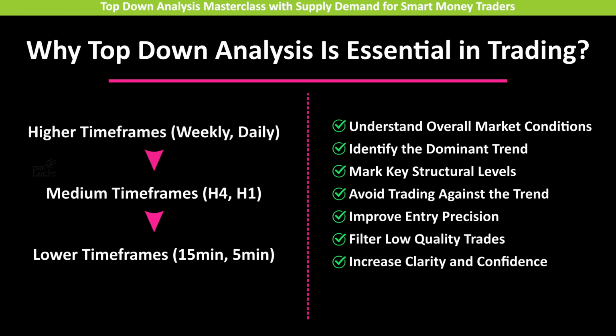Why top-down analysis is essential in trading? It matters because it allows you to understand overall market conditions before committing to any trade. When you begin with higher time frames, you can clearly identify the dominant trend and key levels within the broader market structure. As you transition to lower time frames, you are able to fine-tune your entries and avoid positions that conflict with the larger directional bias. In short, it helps you stay aligned with the market, filter out low-quality trades, and trade with greater clarity and confidence.